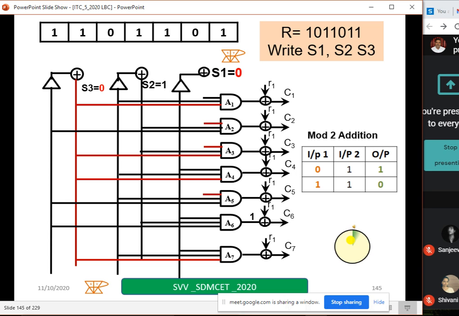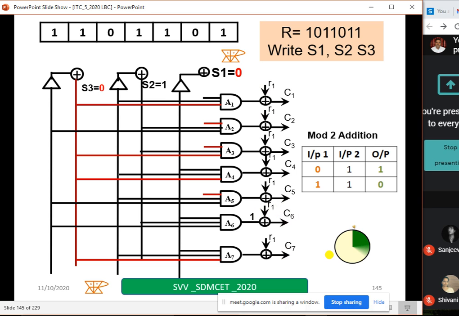Because of mod 2 addition, what you might have received, say 0 with a mod 1, will become 1. If you have received 1 and I use 1 in mod 2 addition, it will become 0. C6 will be the opposite of whatever R6 I have received, but the remaining will be as they are. This is the way the decoding is done.